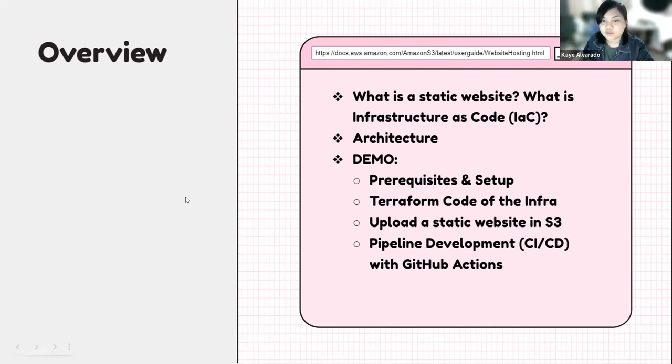Running through the flow of the discussion for today, it will be slightly different. First, we'll define what a static website is and what infrastructure as code is. Since I'm DevOps, gusto ko rin i-share yung knowledge about setting up an infrastructure with code. Then, ano ba yung architecture ng i-build natin? And then we'll proceed with a demo. Ano yung prerequisites and setup? Then I'll show you the Terraform code of the infrastructure, and then we'll upload a static website in S3. I'll also show the pipeline development with GitHub Actions, so may CI/CD part din dun. Of course, in a DevOps world, you'd want continuous deployment, so every time you push changes to the static website, it gets deployed to wherever you want it to be. In this case, in S3.